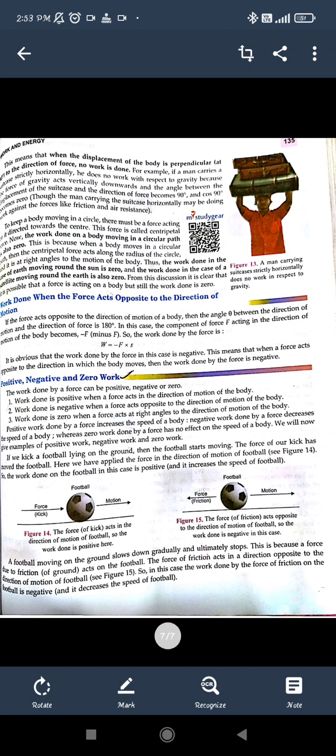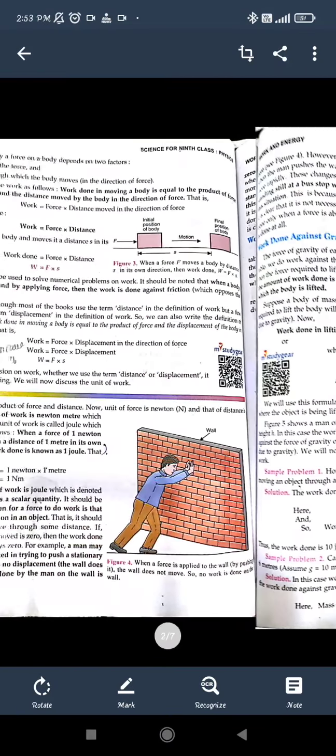If theta is 0, 45 or 60 degree, then the work done is said to be positive. If theta is 90 degree, the work done is zero. If you are talking about negative, then theta's value will be 180. So if the force and the distance act in opposite directions, then we can say the work done is negative work done. Okay, so these are the conditions which can be seen in the first part.